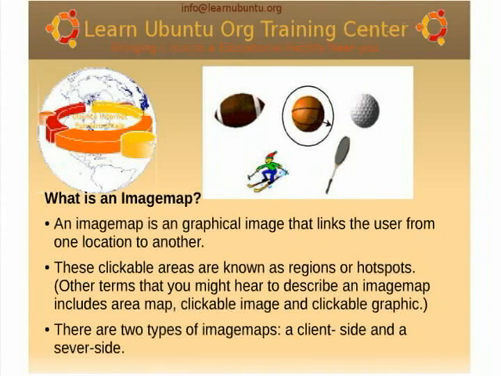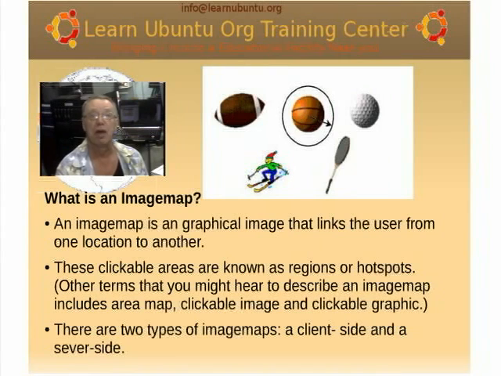So, the first question you might ask is, what is an image map? An image map is a graphical image that links the user from one location to another. So it's an image, and we already saw how to make an image into a hyperlink, but now we're going to learn how to make sections of it work as a hyperlink. These clickable areas we're talking about are known as hotspots.